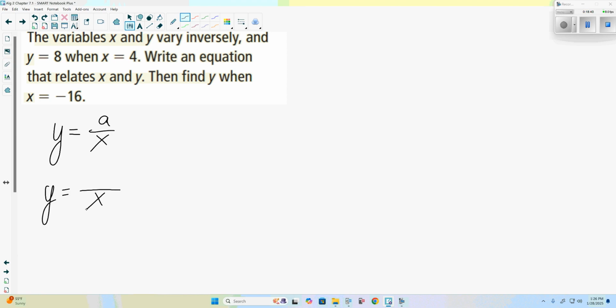And y equals 8 when x is 4. Write an equation that relates x and y, then find y when x is -16. Well, to find a, we know that when x and y vary inversely, that x times y is indeed equal to a. So we can do what? 4 times 8 is equal to a. So 4 times 8 is 32.